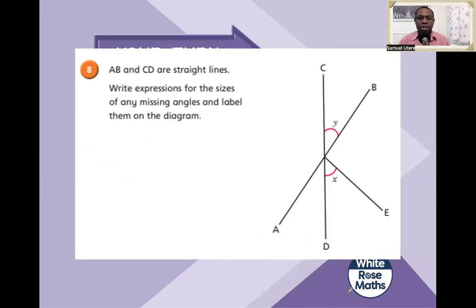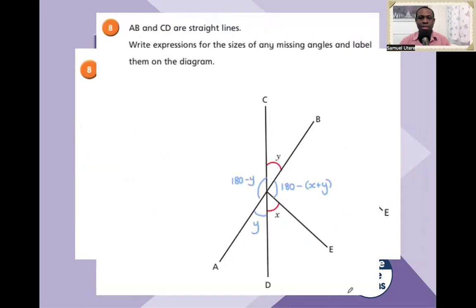Pause the video and answer question 8 in 1 minute. Assuming you've paused the video and you've answered the questions, here are the answers. So here you were asked, AB and CD are straight lines. Write expressions for the sizes of any missing angle and label them on the diagram.